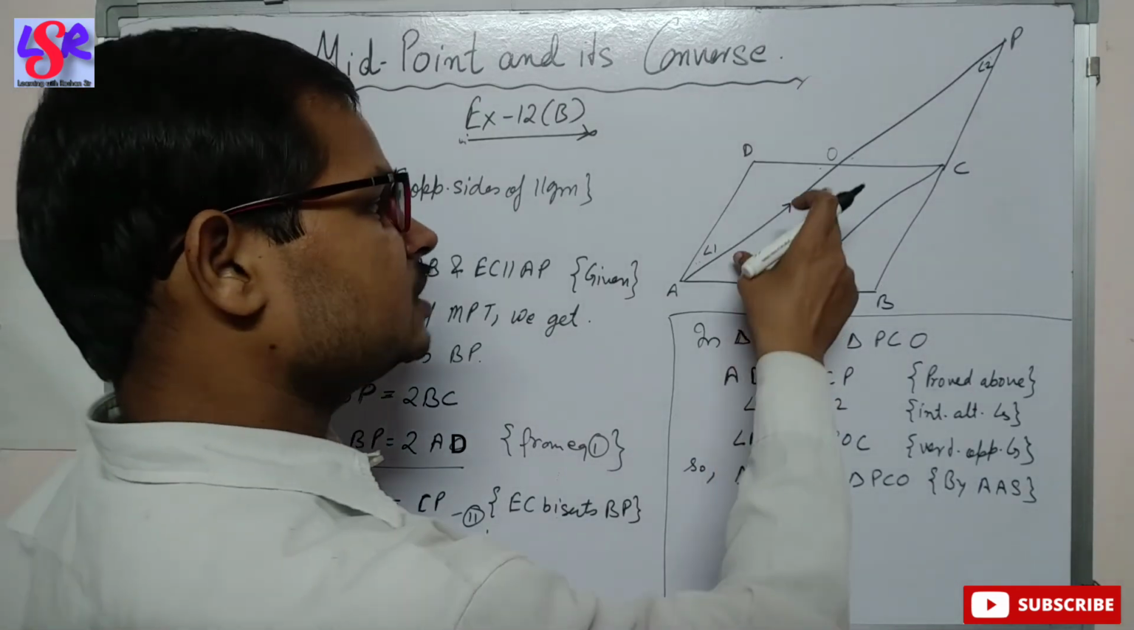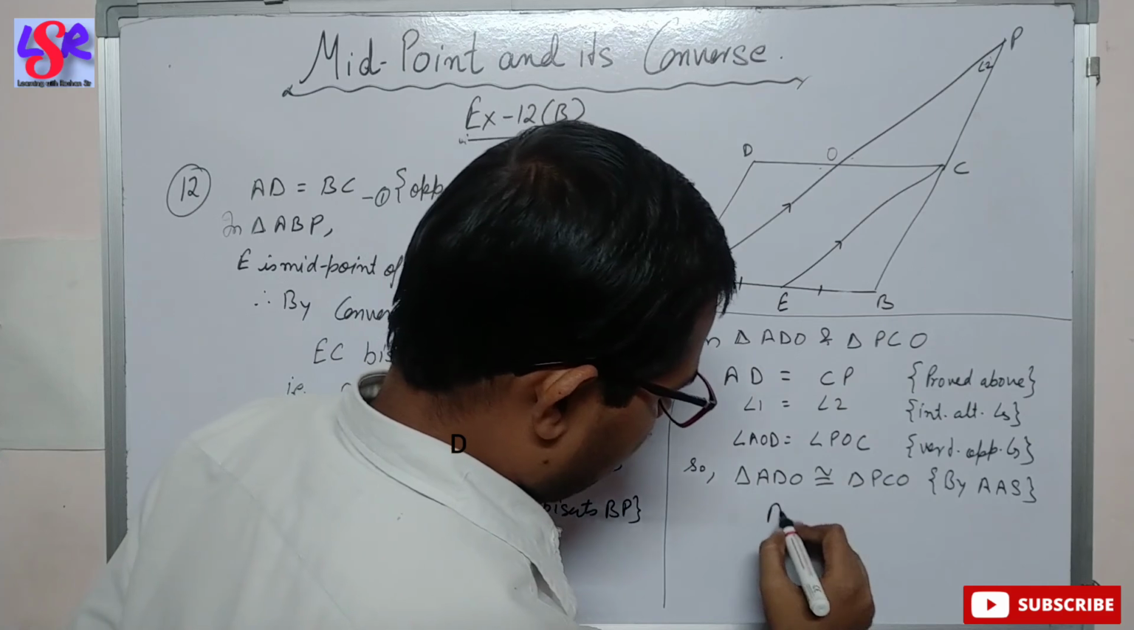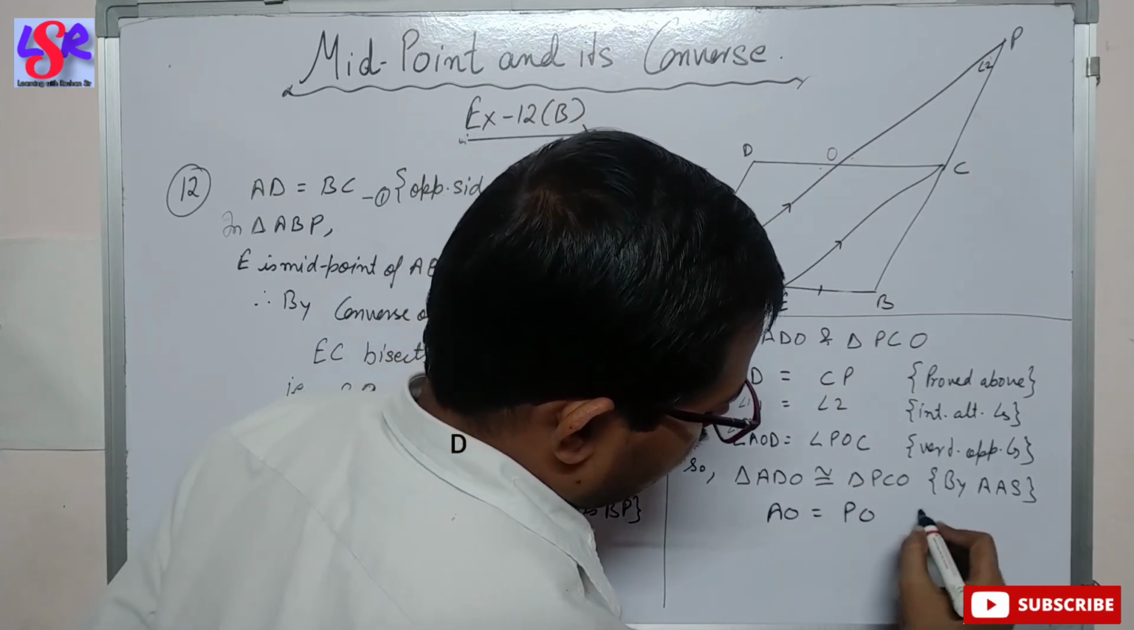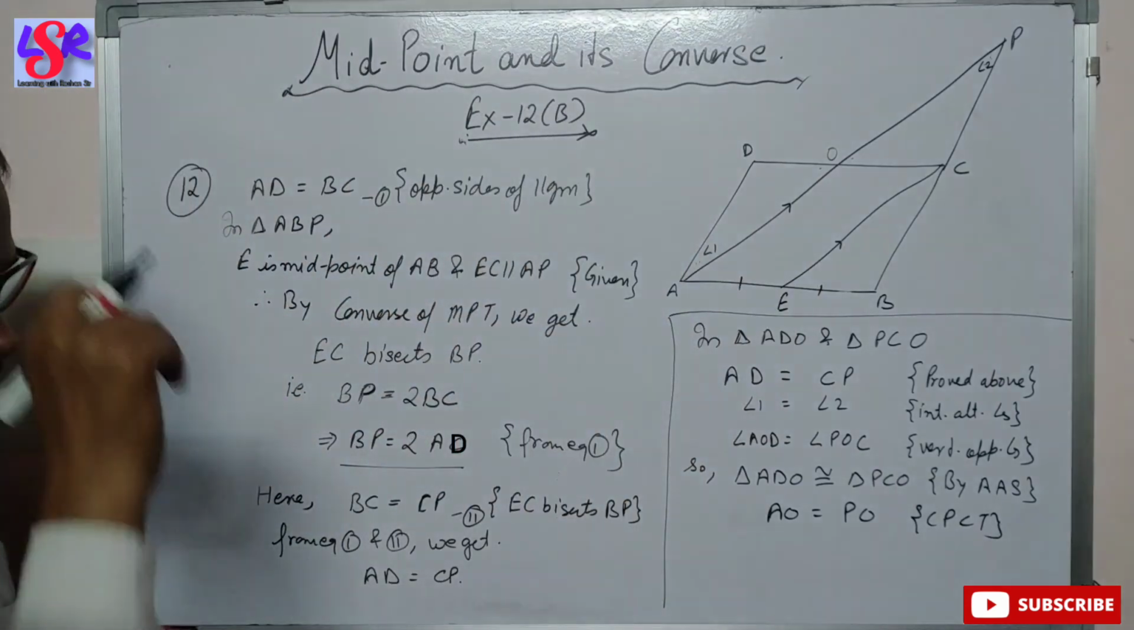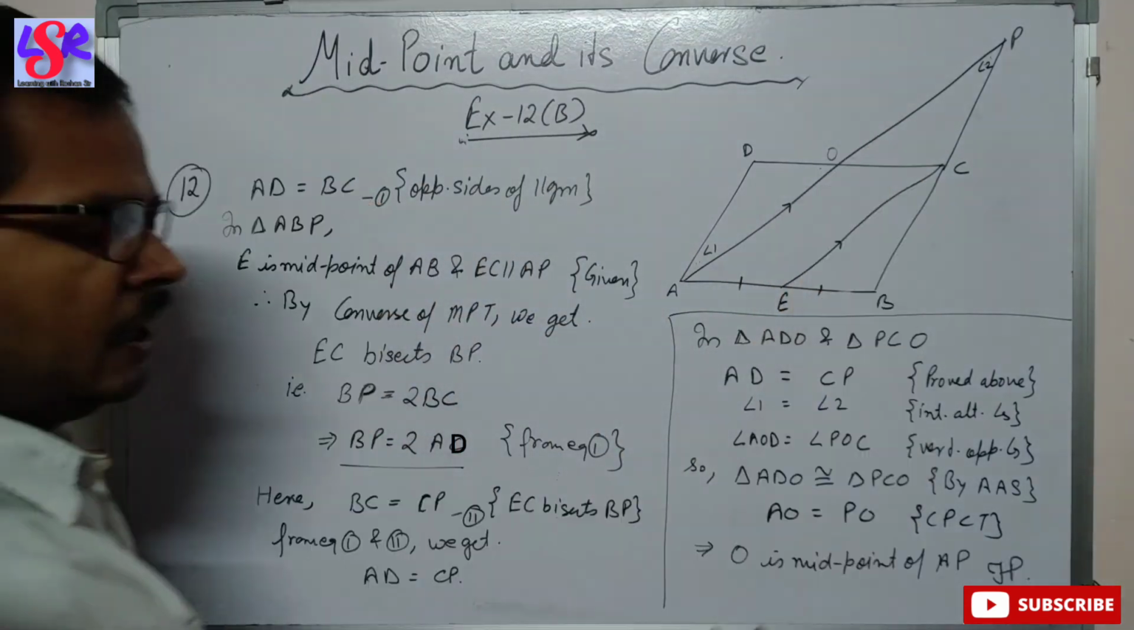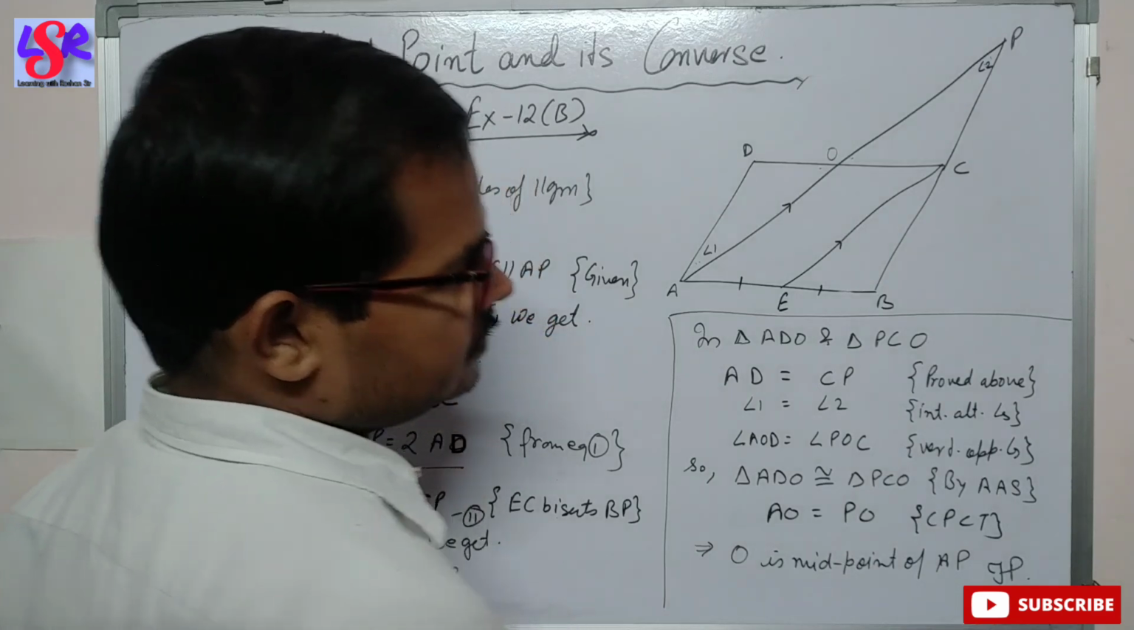Now we have to prove this AO equals to PO. So AO equals to PO by CPCT. And after getting this by CPCT, we get that O is a midpoint of AP, hence proved.